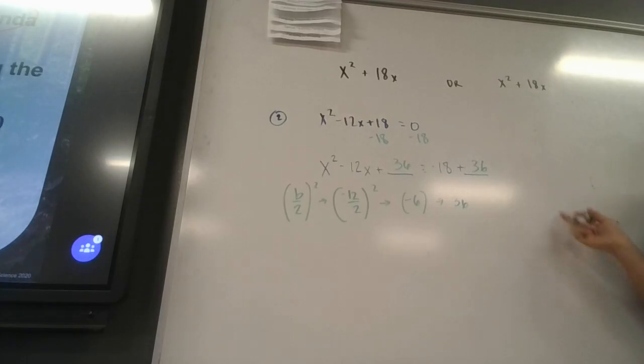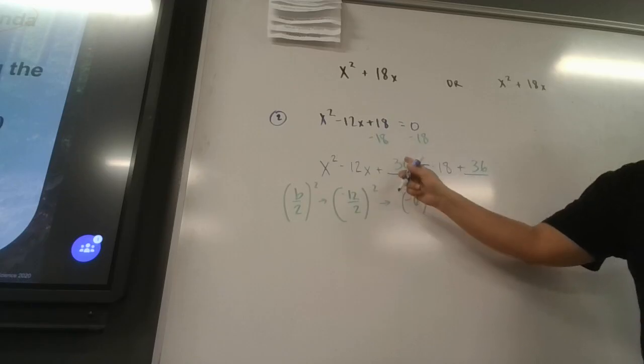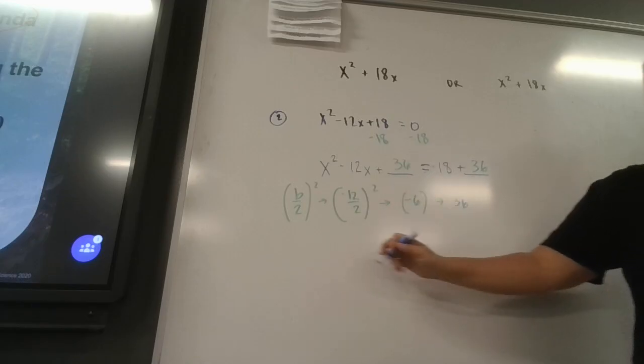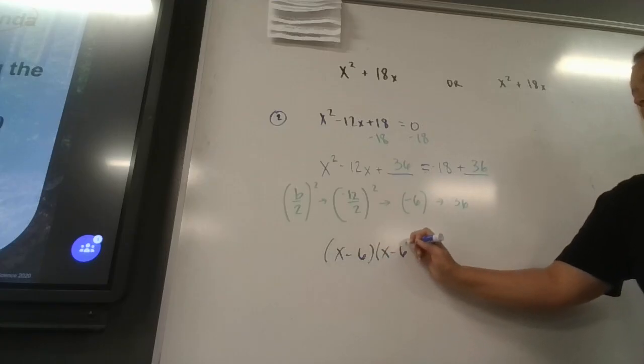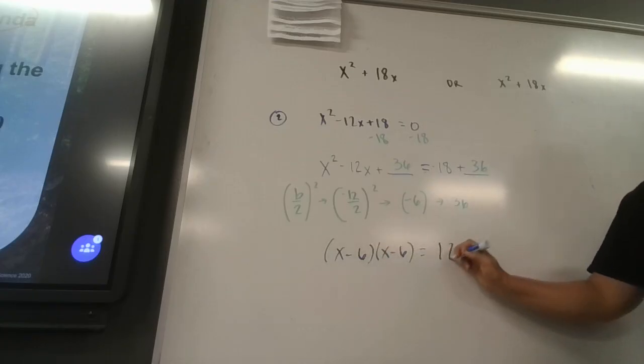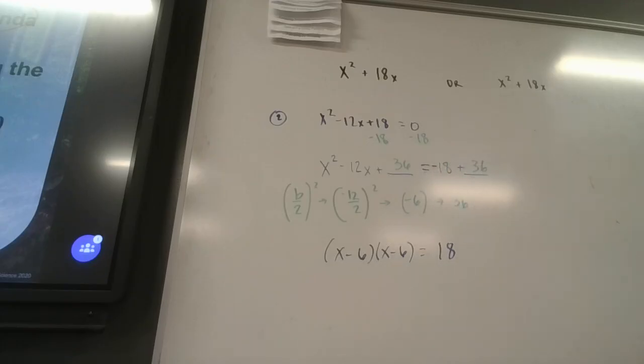And the key is putting it on the left and the right. The right side's important also. So we got to keep our equation balanced and all that. And then you factor. So the square root of 36 is 6. So the two binomials are x minus 6, x minus 6. And then negative 18 plus 36 is 18. And so we can write our binomial squared.